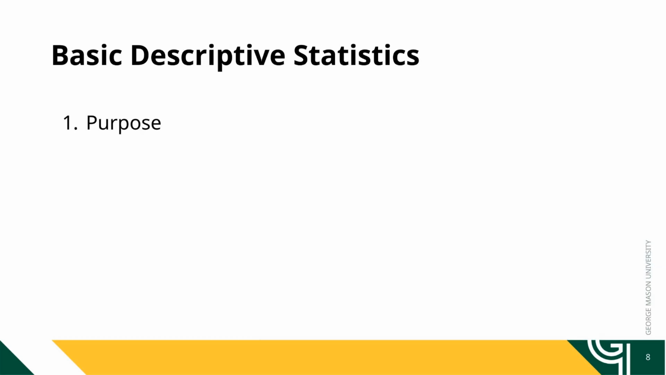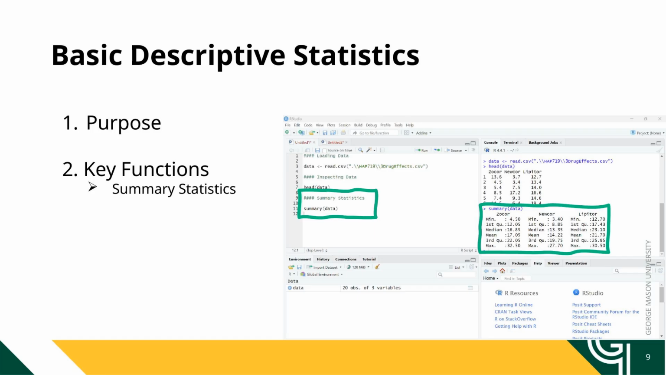Descriptive statistics provide a statistical summary of each column in the dataset, including measures of central tendency, spread, and distribution. The summary function provides the minimum, first quartile, median, mean, third quartile, and maximum for each numerical column. For factors or characters, it shows counts.